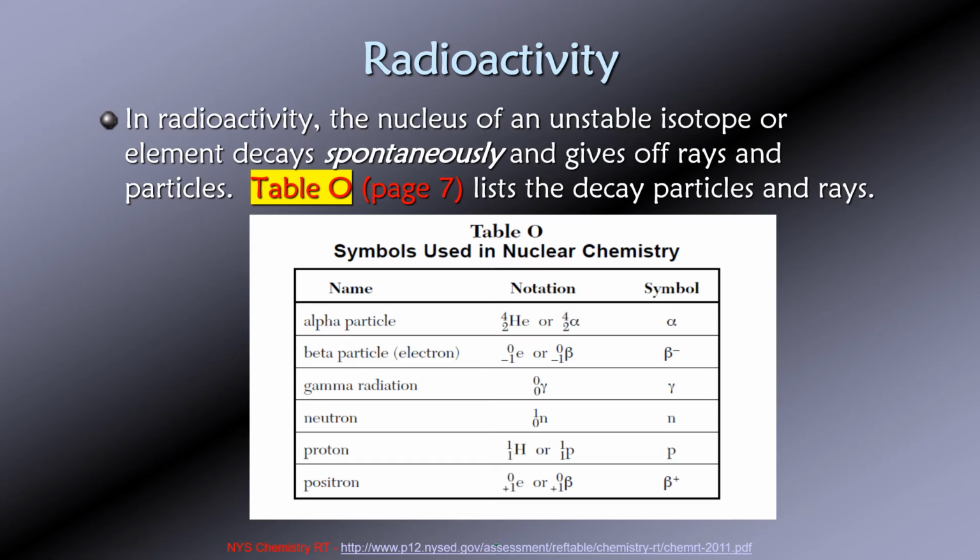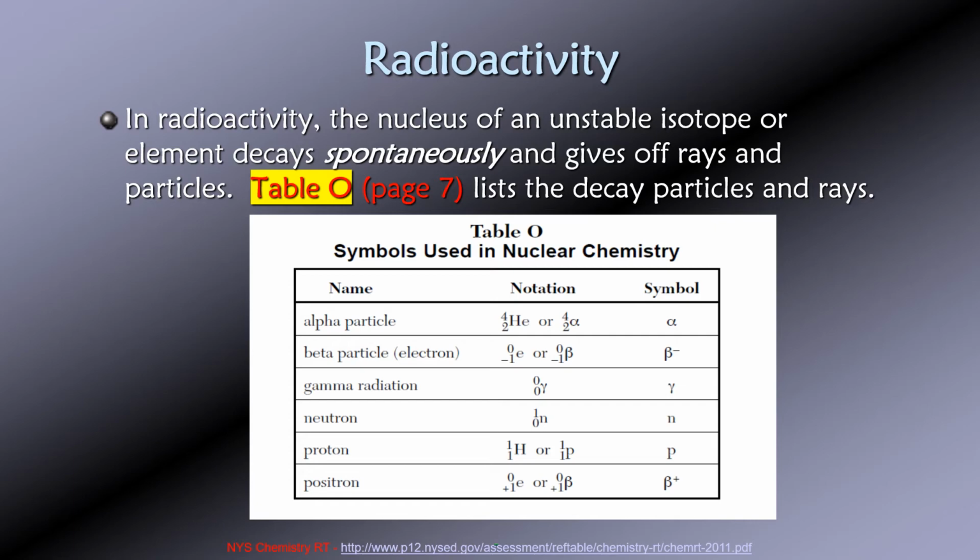Now, some of the things to notice on this table. Notice their symbols. These are the symbols that we use to represent these decay modes. And then notice the notations that you have. Now for these notations, you have a symbol. For example, look at alpha particle. You see the symbol for alpha, and then you also see another symbol, which is He, and that's how we represent the helium atom.